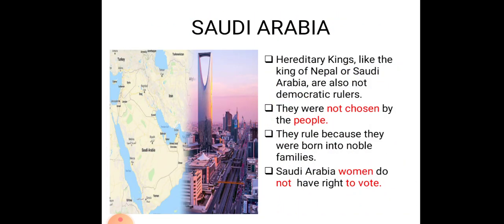Until 2015, in Saudi Arabia, women did not have the right to vote. So it was very difficult to have one person, one value of vote. Definitely, these countries are not following a democratic government. The principle of democracy says that each and every adult citizen must have one vote, and in turn each vote must have one value too.